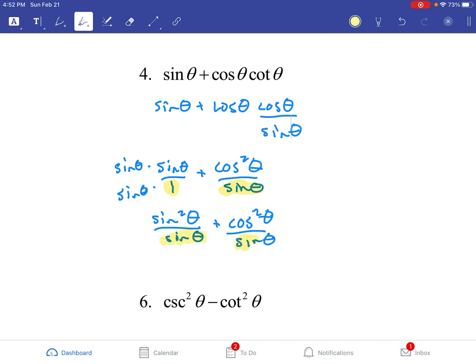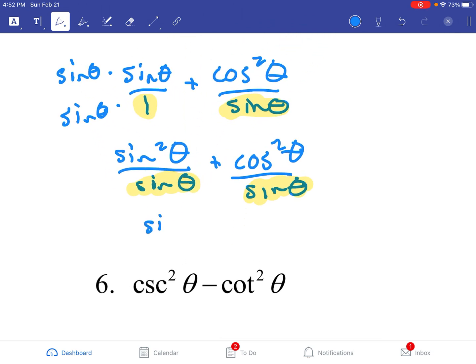Now that the two denominators are the same, they are common, we can combine our fractions. You will get sine squared plus cosine squared over sine. Notice the sine on the bottom in the denominator does not change because when you're adding or subtracting fractions, the denominators do not change, it's just the numerators when you combine them.